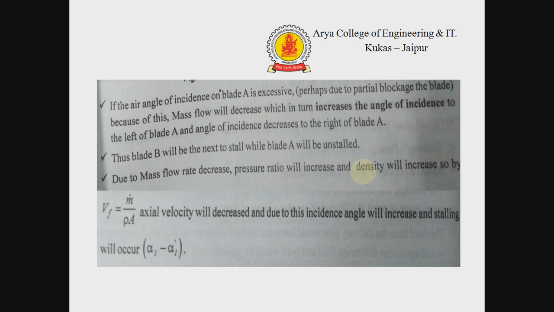Now we discuss that figure. If the angle of incidence on blade A is excessive, because of this mass flow will decrease, which in turn increases the angle of incidence to the left of blade A, and the angle of incidence decreases to the right of blade A. Thus blade B will be the next to stall while blade A will be unstalled. Due to the decrease in mass flow rate, the pressure ratio will increase and density will increase.